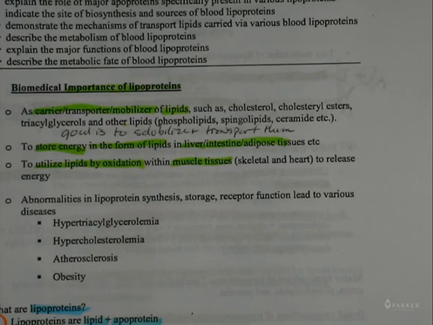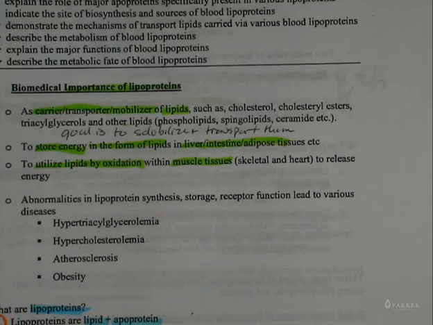We use them to store energy in the form of lipids in the liver, the intestines, and the adipose tissue. Because we eat fat, we make fat, and we have to get fat out to our adipose tissue. Fat doesn't go through the bloodstream, so we take it there with lipoproteins. They drop it off, and we store fat in adipose tissue, much to your guys' dismay and mine. We store fat in the liver for times of fasting where we're in a glucagonic state. And to utilize lipids by oxidation within the muscle tissue. So if we want to break down any lipids in the muscle tissues, we ship them out there.